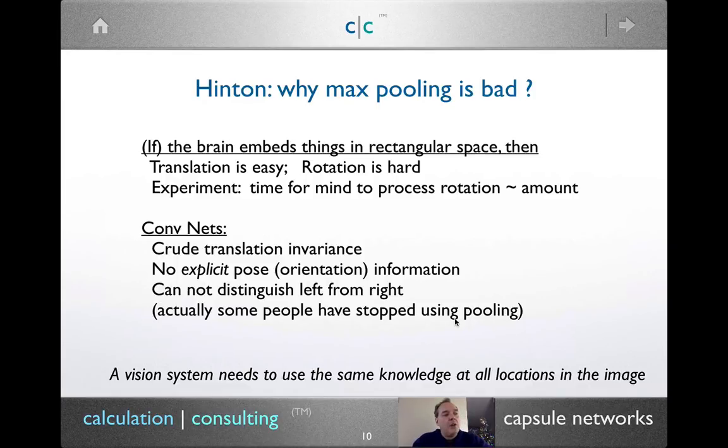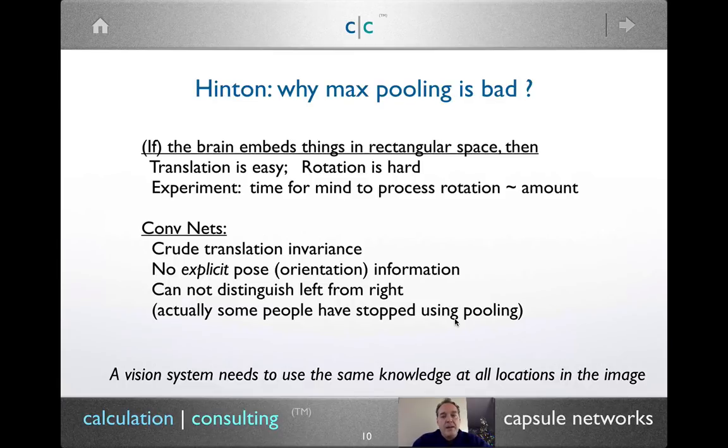So if this is all great, why is max pooling bad? What's the problem with max pooling? Well, one of the things we believe is that the brain embeds information in rectangular space. I mean, we live in 3D space. Why wouldn't the brain process information in 3D space?